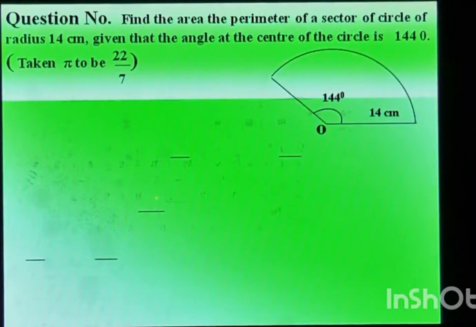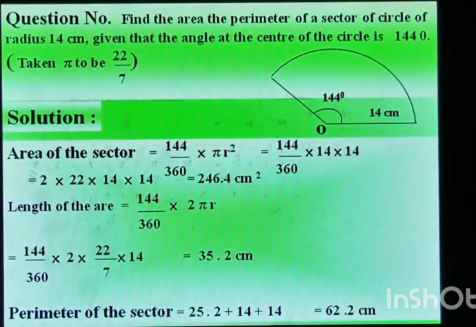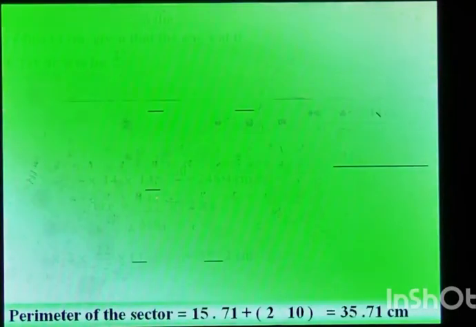It's a picture, my dear student, and it's a sector. First of all, we'll find the area of the sector, then the perimeter of the sector. For area, we have the formula x over 360 into pi r square, and then the length of arc is angle at the center 144 over 360 times 2 pi r. So that will give us the perimeter as well as the area of the sector.